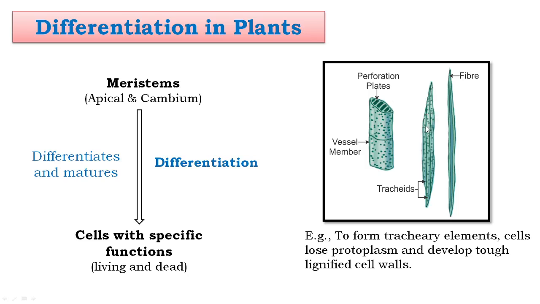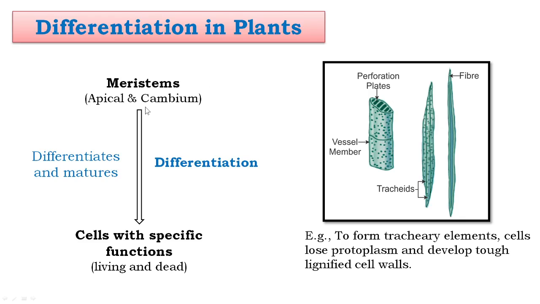It is specialized to provide not just the structure but it also helps in the transportation of water over long distance. So these tracheary elements are elongated cells that come from meristematic cells. The meristematic cell is a living cell, and it loses its protoplasm, that means it dies. Okay, and then it develops a very thick lignified cell wall and then it becomes tracheates, right?